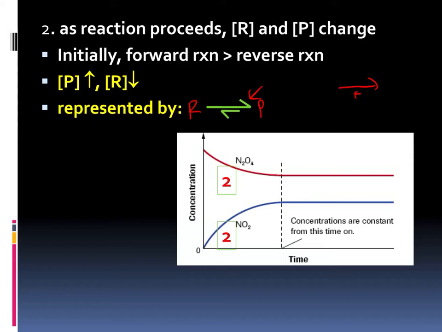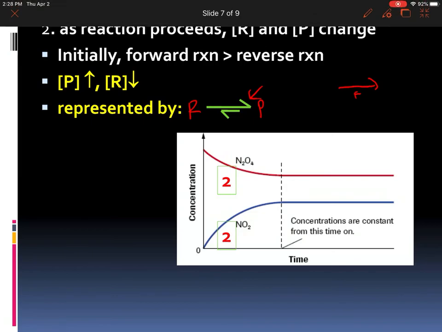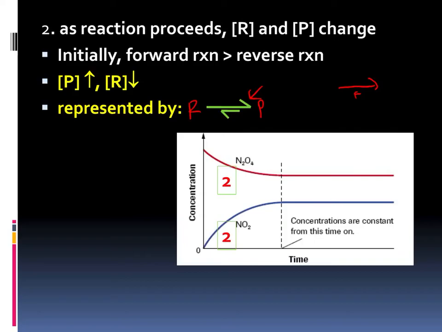Okay, if this was a one directional reaction, then the reactant line, the red line, would go all the way to the bottom, and the product line would keep increasing until a certain point when it didn't. But you can see again that these lines at the dotted line start to level out.